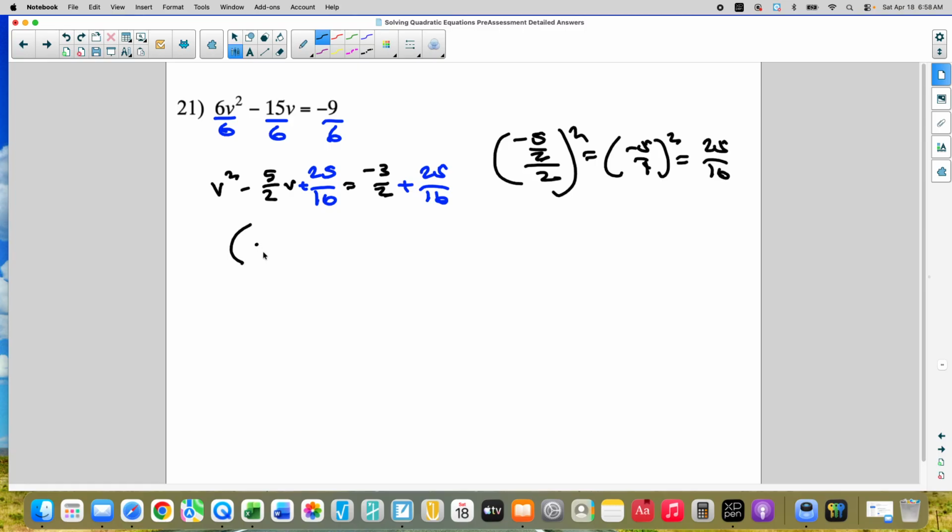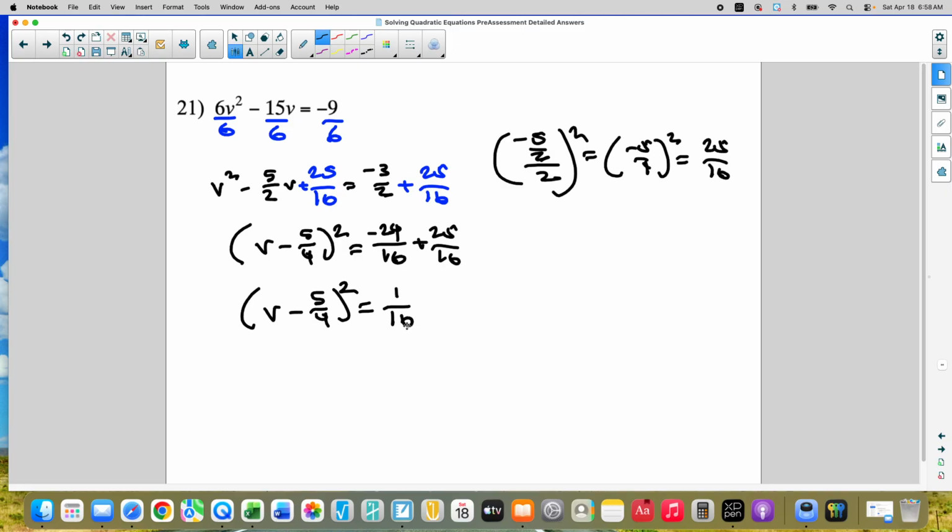And look, all these problems, the more problems I do, the more proficient I become, the better at it I become. And I shouldn't be afraid of that. 2 times 8 is 16, so negative 3 times 8 is negative 24, plus 25 sixteenths. I should get excited about that because that gives me 1 over 16.